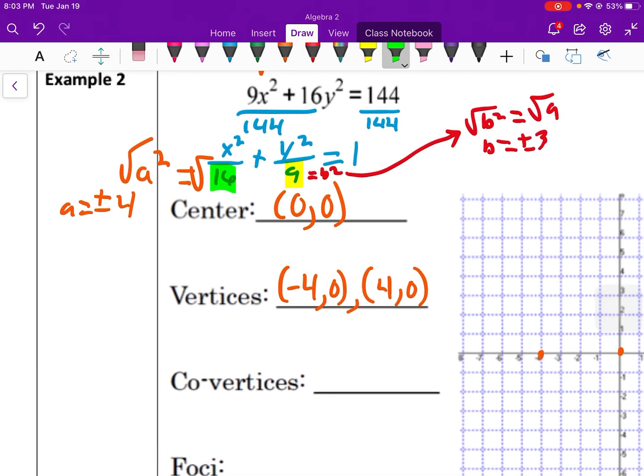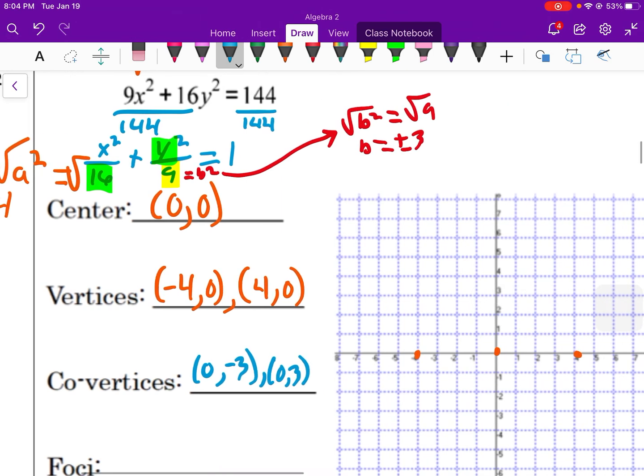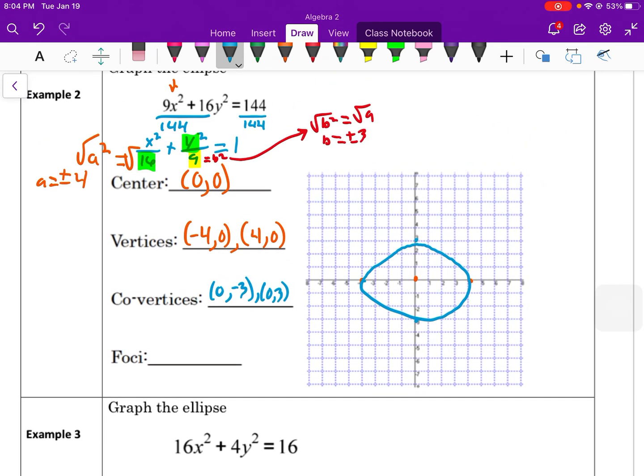This is under the y-axis, so it'll be 0, negative 3, and 0, 3. So we go 3 units up and 3 units down. We have an ellipse here, and then we're trying to solve or find the foci.